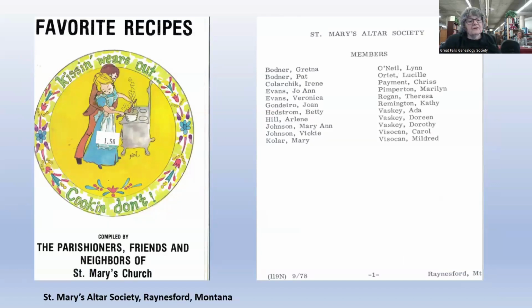Here's another one from the parishioners, friends, and neighbors of St. Mary's Church out at Rainsford, about 45 miles from Great Falls, with the people. Look at this. All the local people who were recorded right there at that particular time. It's an index. This is in 1978.